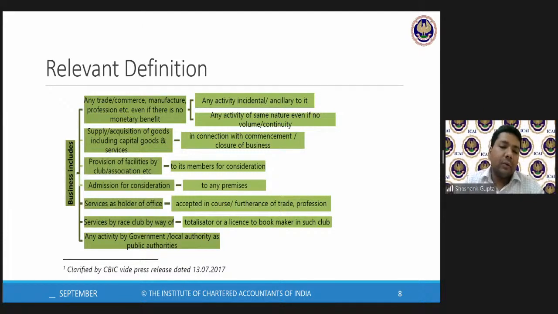And of course, it also includes government and local authority. So one thing that we can clearly observe is that a very, very wide definition has been given to the term business, that it goes on to even include government authority and local authority.